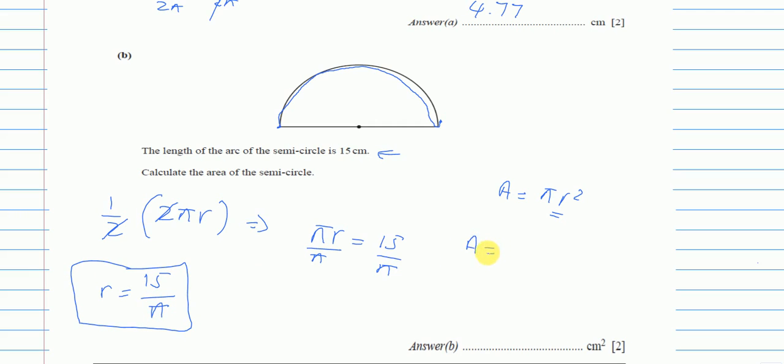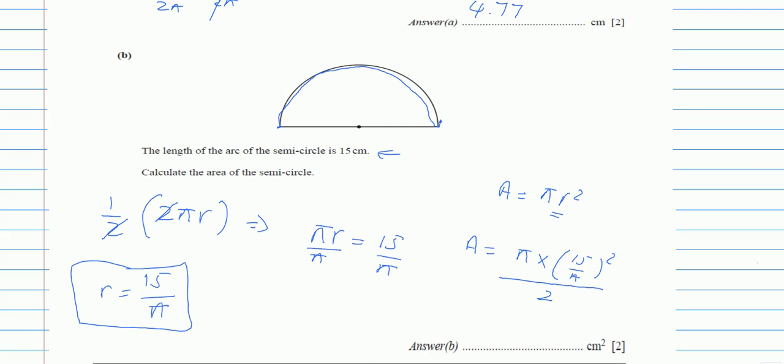So my area is equals to pi times r squared. Now what was my r? It's 15 over pi, squared. But hello, this area formula is for the whole circle. Do we have a whole circle here? No, we have a semicircle. So whatever answer we get, we will divide that answer by 2, to get to the semicircle's answer.